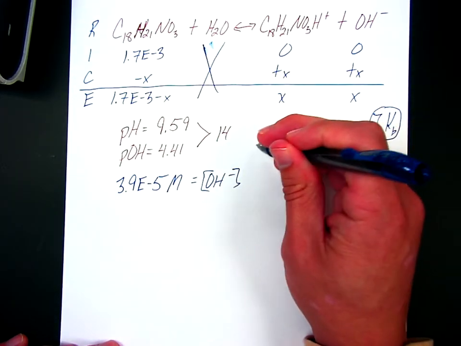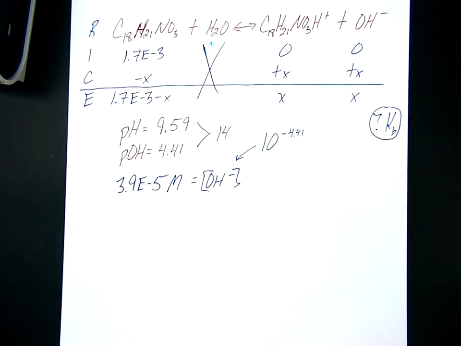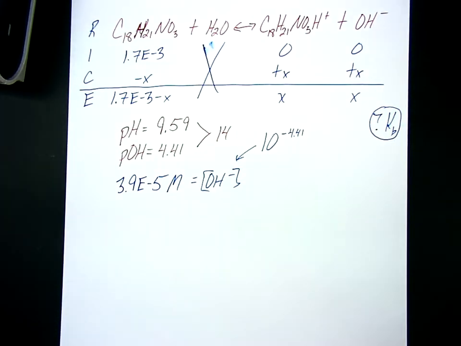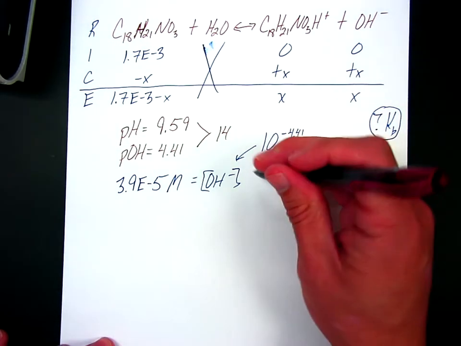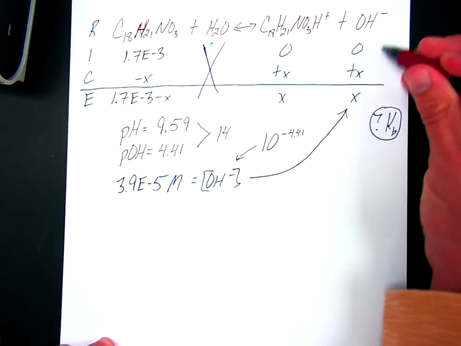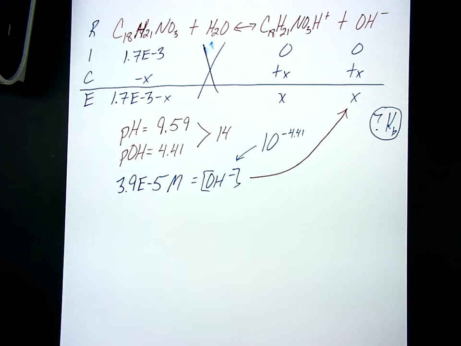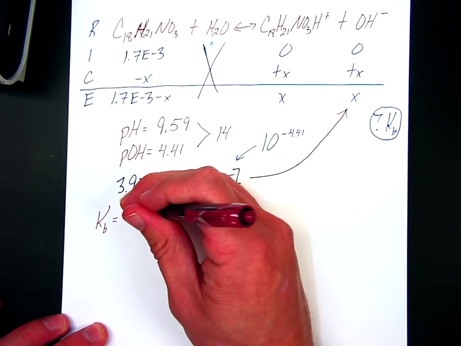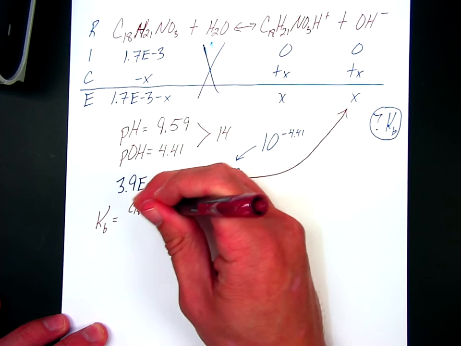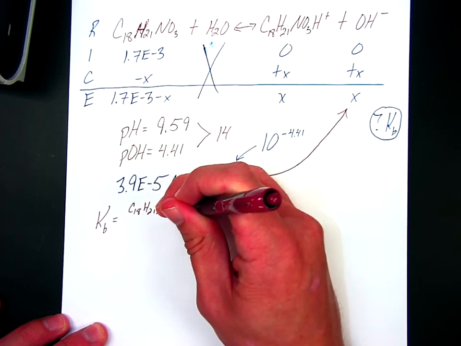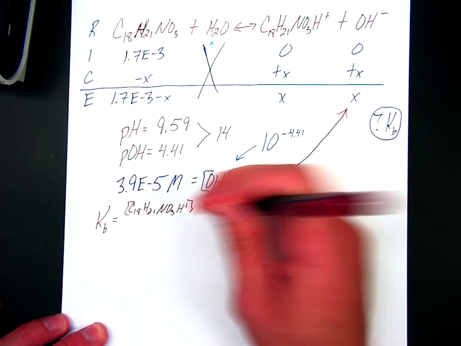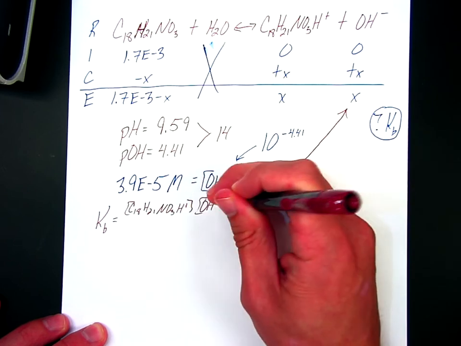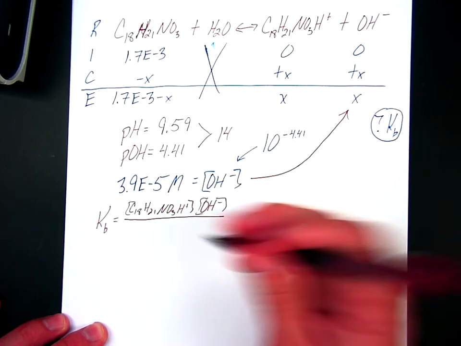All right, and it was this that gave me that. So now I know X, right? This right here is X because X is the OH concentration. So we can now set up all of our expression, which is going to state that Kb is going to equal the products, C18H21NO3H+ and OH minus. Those are all the products. And we put those over the non-liquid reactants.